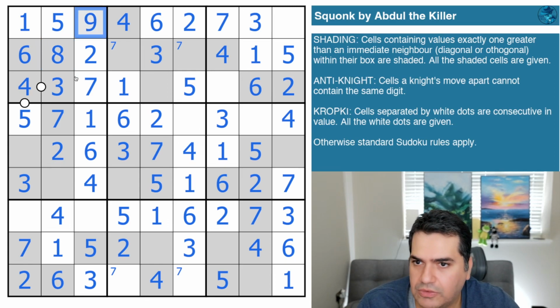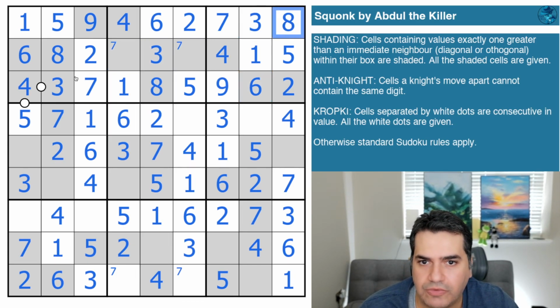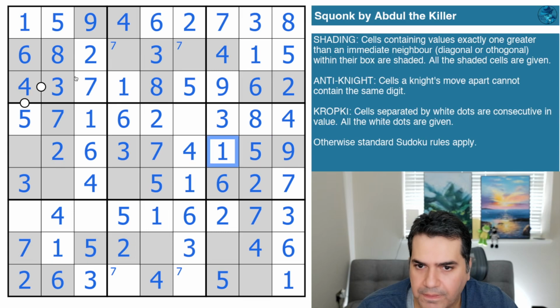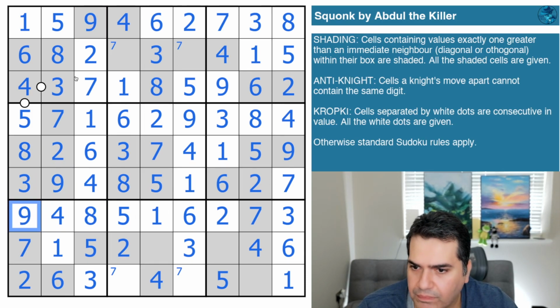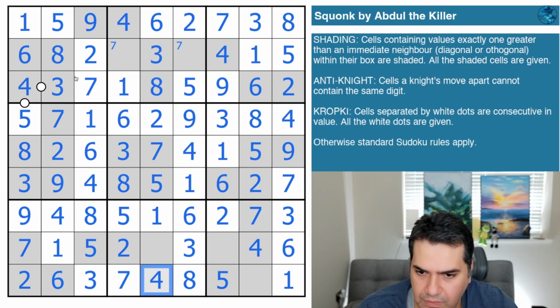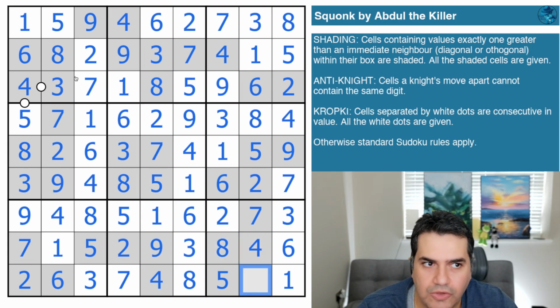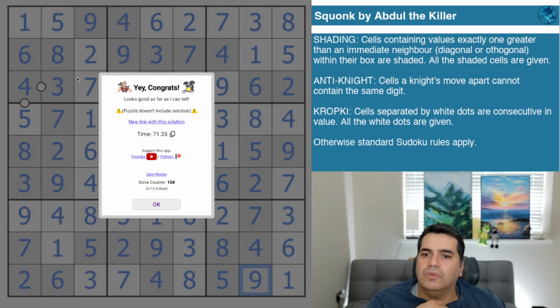That's got to be the 8, the 9, 8. Therefore, this is a 7-9 pair. It's all right. I'll pencil mark this later if I have to. I think we're pretty much at the home stretch now. And that's the last piece of the puzzle. Wow.